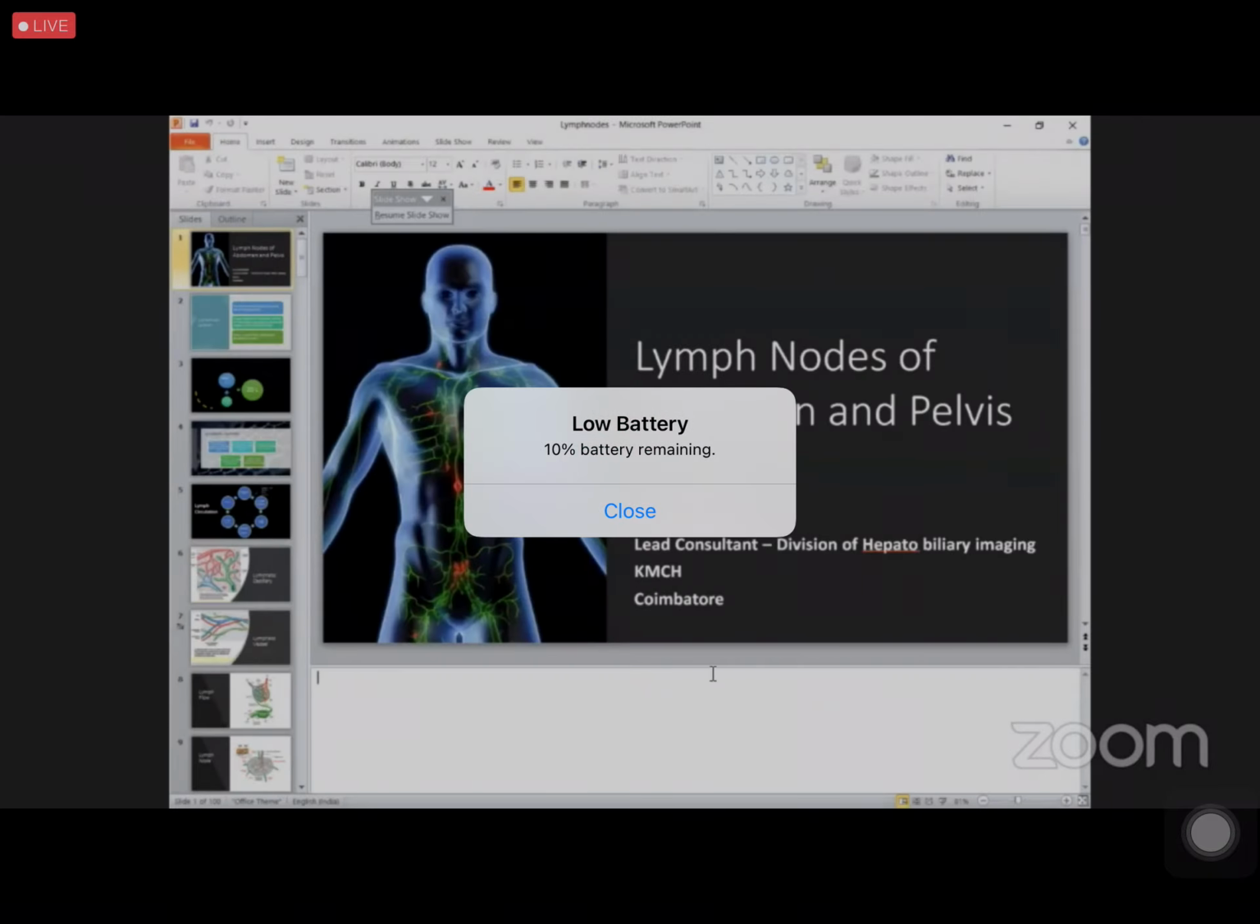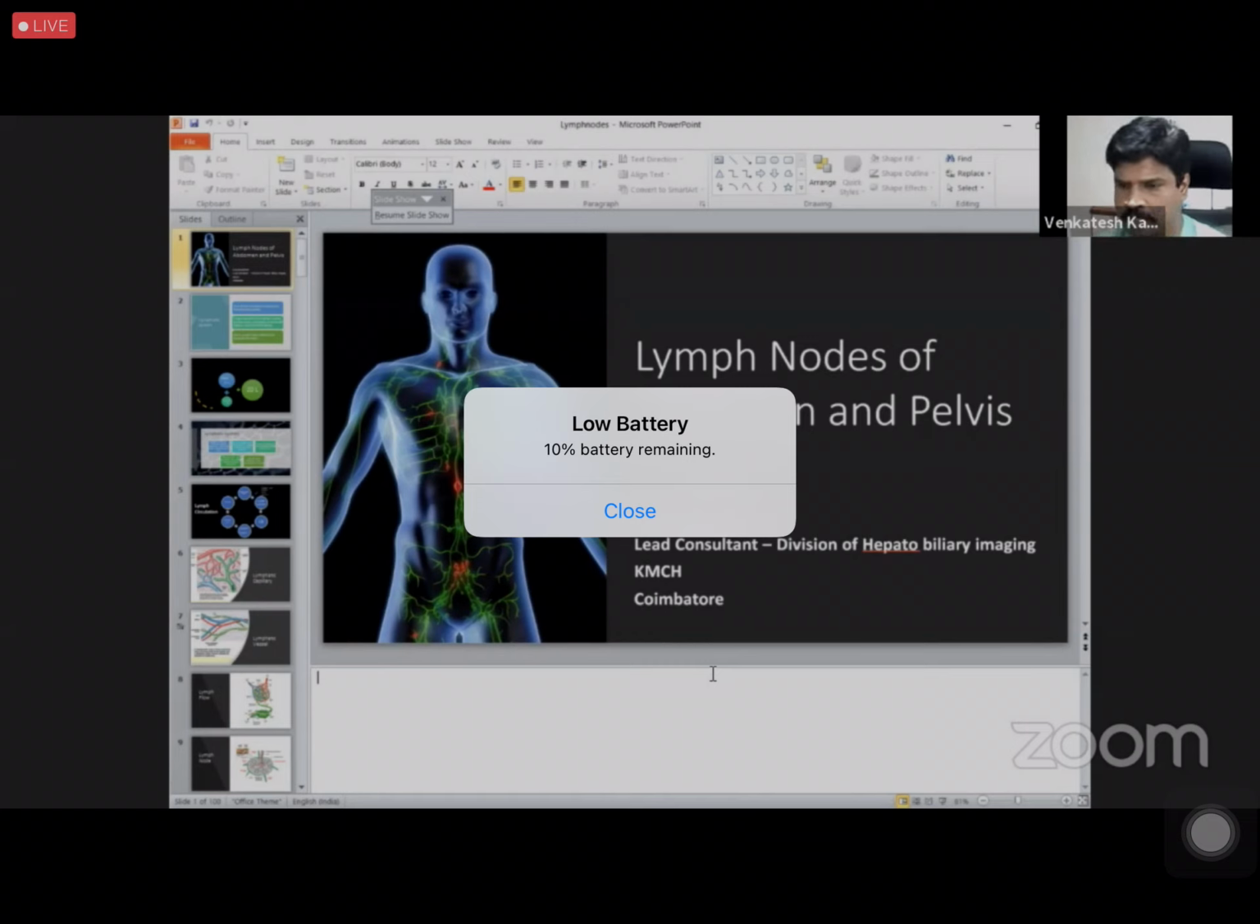Many of the residents have asked this question. So how to measure the short axis diameter? Can you tell us the cutoff of abdominal lymph nodes? As we discussed, whatever the dimension, whatever the plane, we have to take the shortest dimension as the short axis dimension. We have to measure that, and the cutoff as such.